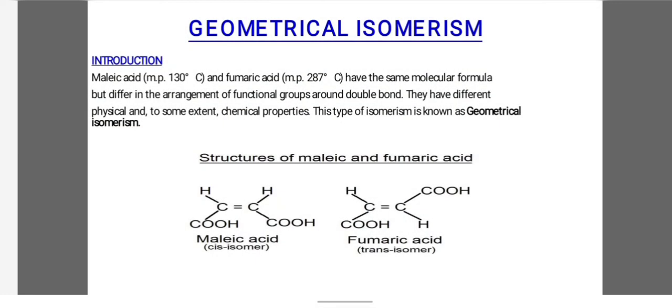So, before going to our main topic, first we should know the actual meaning of geometric isomerism. Basically, it means the same molecular formula but a different arrangement of functional groups around a double bond, and they possess different physical and some chemical properties. This type of isomerism is known as geometric isomerism.